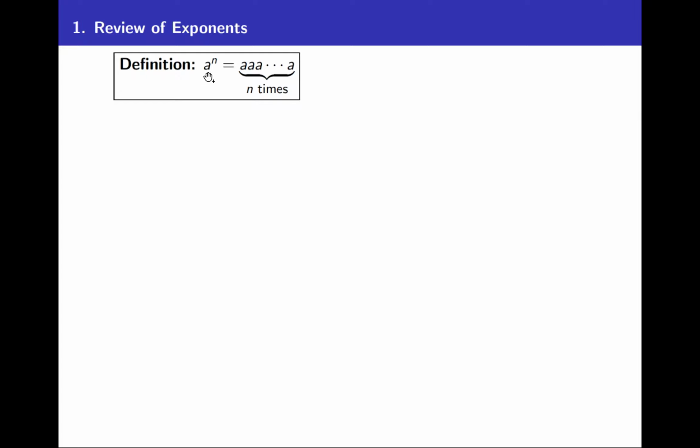If a is a number and n is a positive integer, you know that a to the power of n is a times itself n times. So for example, 2 to the 4th is 2 times itself, 4 times, 2 times 2 times 2 times 2, and that's 16. If you had 2 to the power of 1, that would just be 2. And in general, a to the power of 1 equals a.